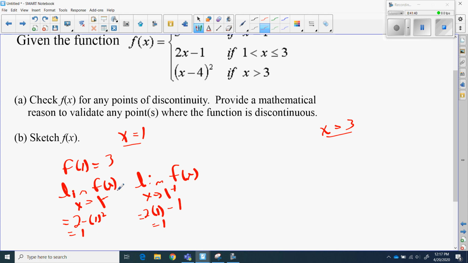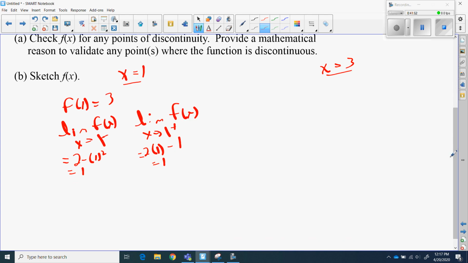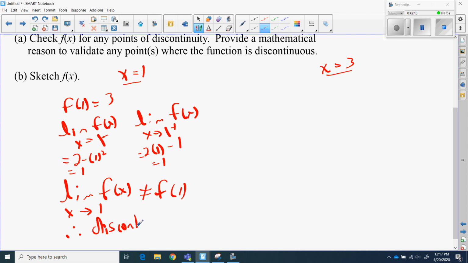So this limit exists. This function exists. Now it's much like the last one we just checked. Even though the limit exists and the function exists, the problem is they're not the same answer. Therefore, that's jump discontinuity. The limit of this function as the x value is getting close to the number 1 is not the same answer as when I fill 1 into the function. Therefore, discontinuous at 1.